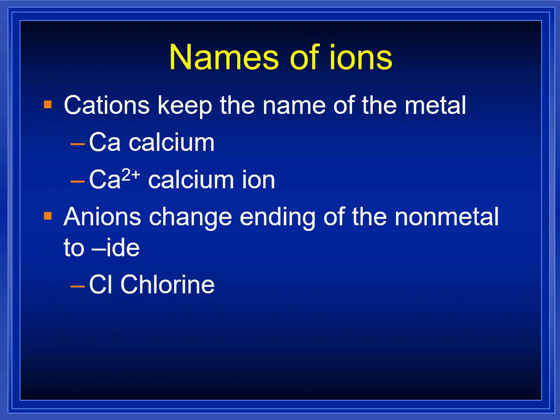So Cl is chlorine. Chlorine's a nonmetal. It's on the right-hand side of the zigzag line. It's in group 7A, so to look like a noble gas, it would have to gain one electron. And when it gained that one electron, we wouldn't call it chlorine anymore. We would call it chloride, the chloride ion.